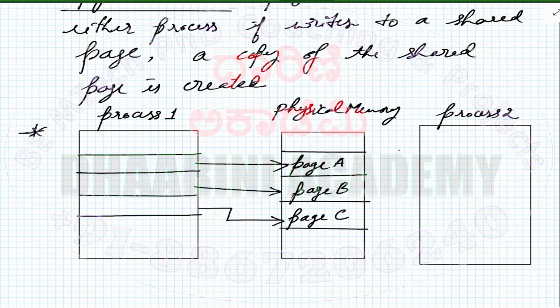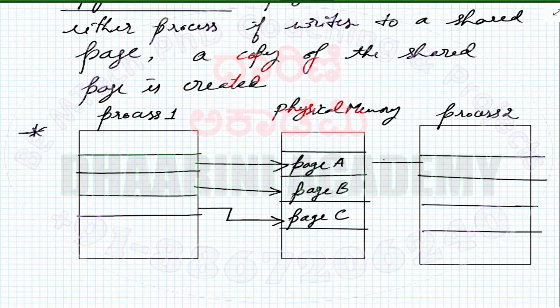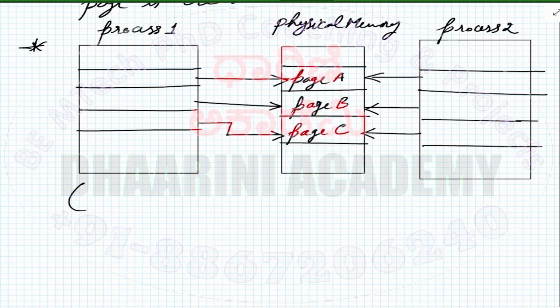And similarly, in the different process, that is process 2, we have three different sections of code. Again, they are accessing the similar pages, page A, page B, and page C. So this diagram is the original diagram. Let's consider that it's the original case, so we can call it "before".